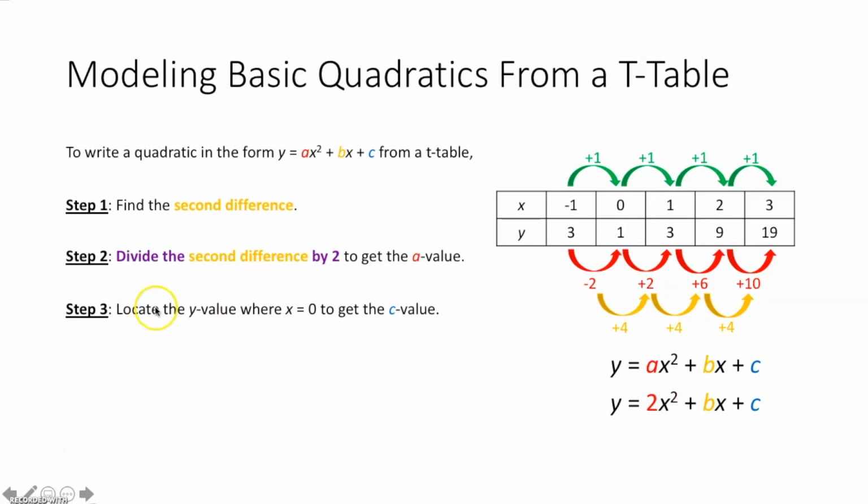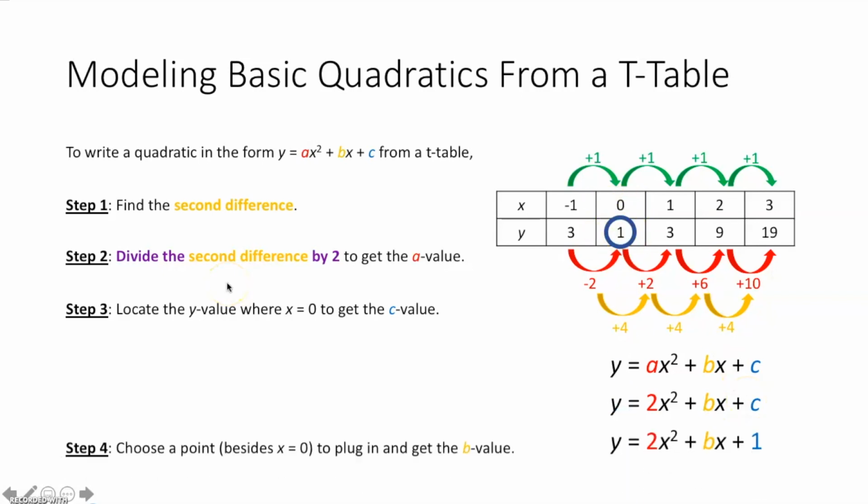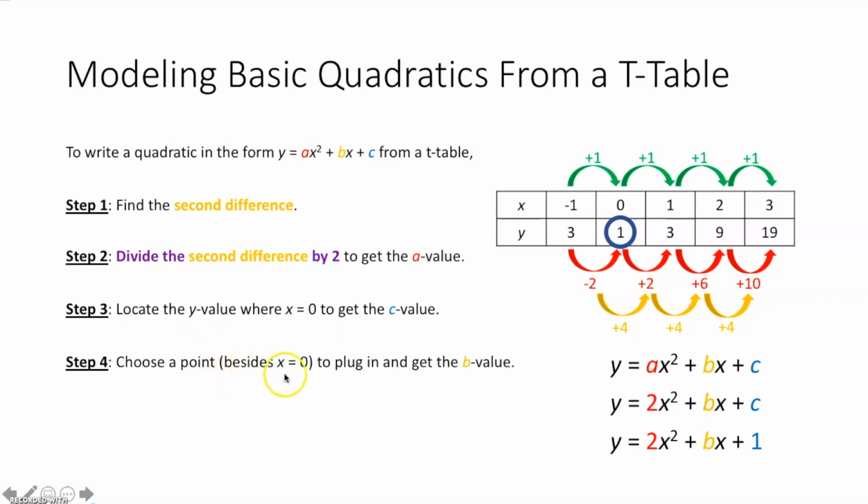We then locate the y value where x equals 0 to get the c value. So where does x equal 0? Here. What's the y value that corresponds with that? That's 1. Therefore, our c value is 1. Last but not least, choose a point besides x equals 0 to plug in and get the b value. We can choose any point besides this one we already used. So let's choose 1, 3.